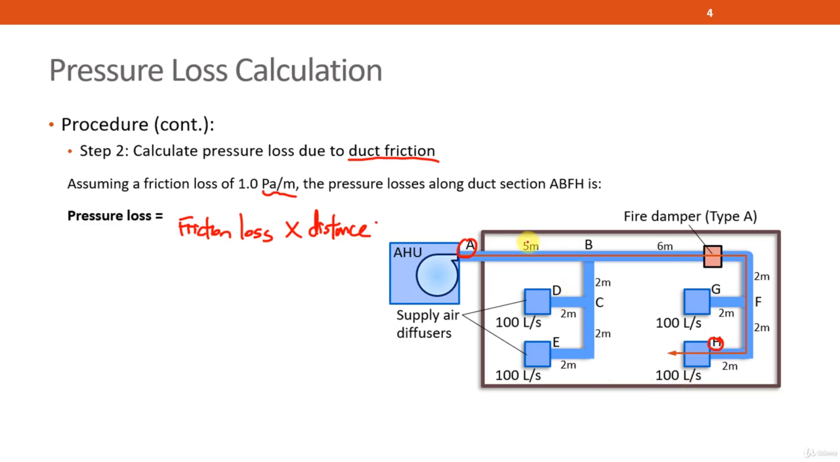So you will take 5 meters plus 6 meters plus 2 plus 2 plus 2. If you sum this up, it's 17 meters. So 1 Pascal per meter multiplied by 17 meters will give us 17 Pascal, because each meter that the air travels, there will be 1 Pascal of pressure loss. So 17 meters will be 17 Pascal.